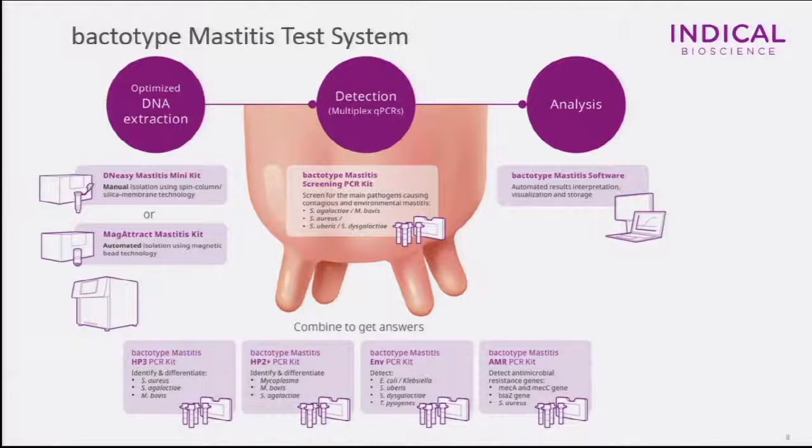And also available is our PCR kit for detection of antimicrobial resistance genes. This detects in channel 1 the mecA and mecC genes, in channel number 2 the blaZ gene, and in channel number 3 the Staph aureus. And this is meant to allow you to screen for Staph aureus and MRSA situation in your herd.